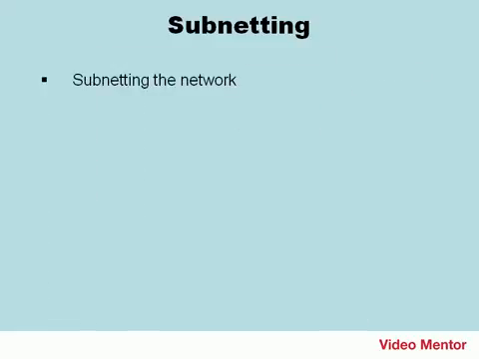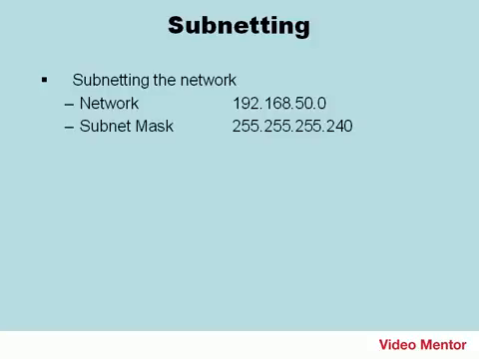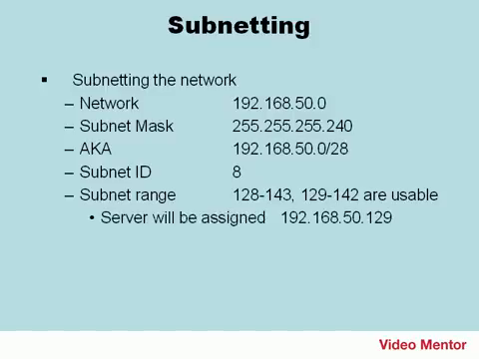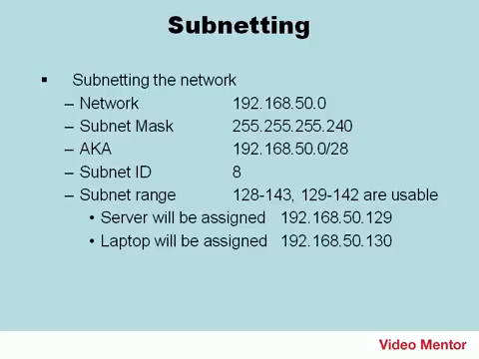Let's go ahead now and subnet the network. We're going to use the network number 192.168.50.0 and the subnet mask we just showed before, 255.255.255.240, otherwise known as 192.168.50.0/28. The subnet ID I want to use is 8. So the subnet range is 128 to 143, and the usable IPs in that range is 129 to 142. So I'm going to assign the server the 129 address and the laptop the 130 address.